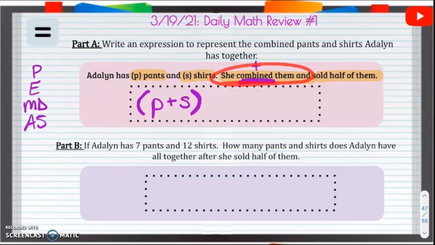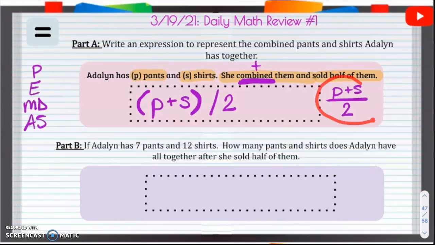She's combining them first, then sold half of them. So then we'll divide it by 2. Or you can put it as P plus S, and then all of that divided by 2. That is another way you could see it, but since we are typing, you might want to just put it in as P plus S divided by 2.